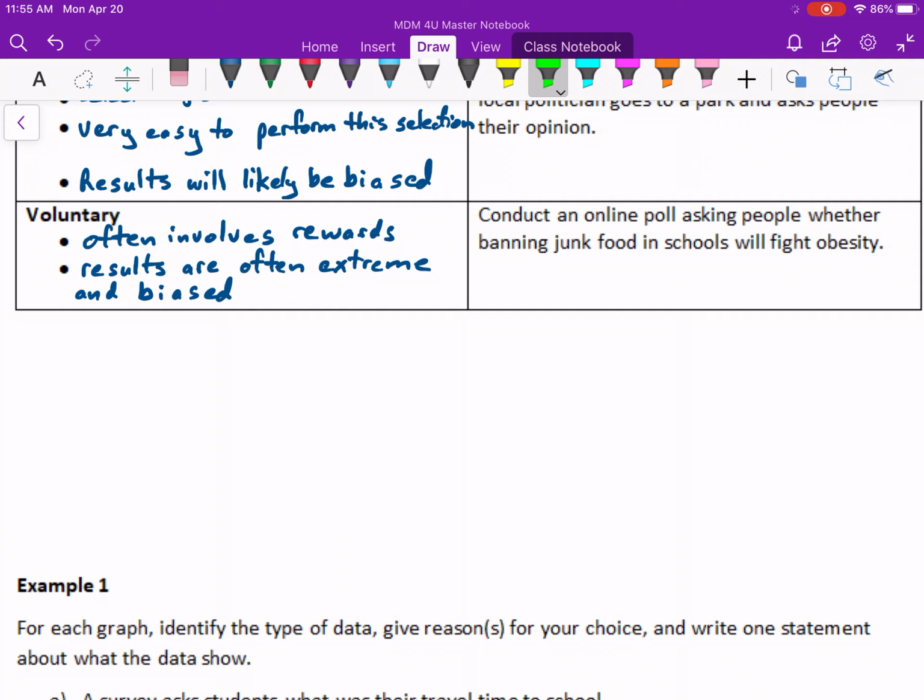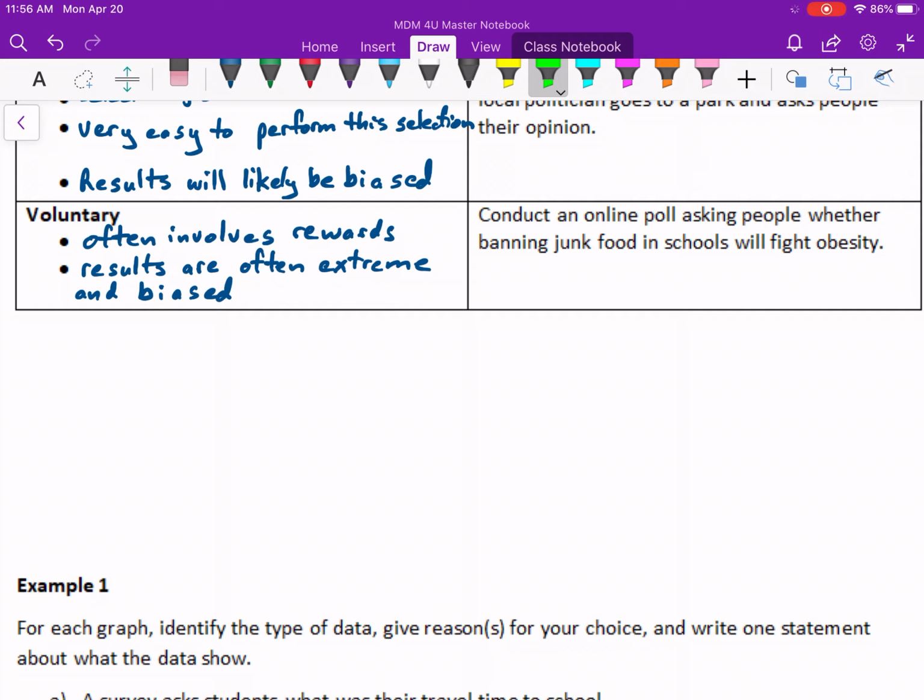For example, conduct an online poll asking people whether banning junk food in schools will fight obesity. No reward in that one. It doesn't always have to have reward, but it's voluntary. So not everybody is going to respond to it. Only people who probably have some sort of interest in this.